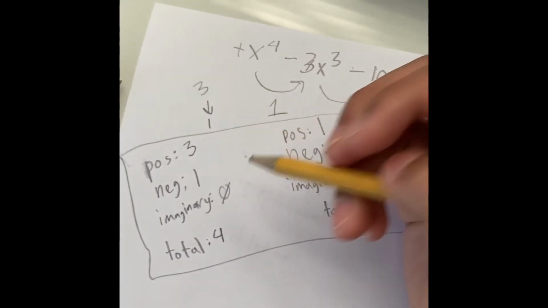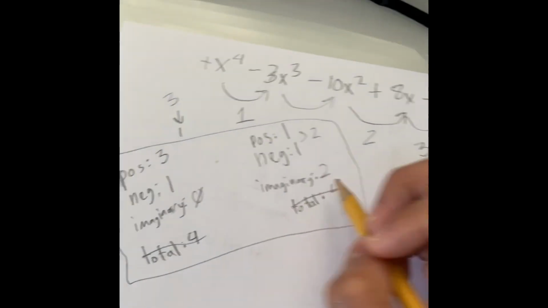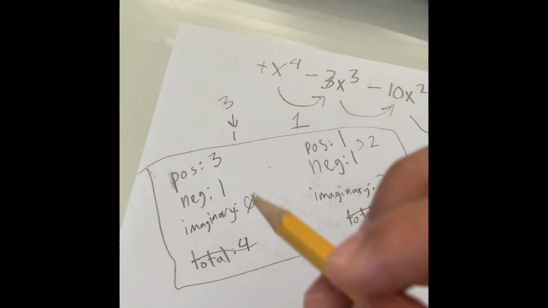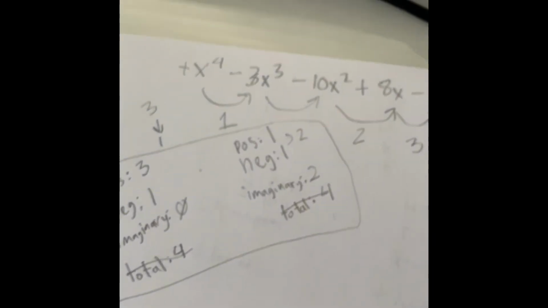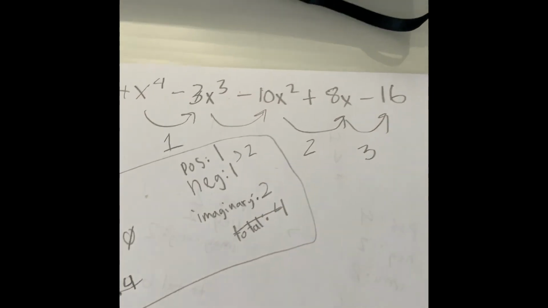Really easy. I'm holding my phone while I'm doing this, so I'm sorry if the camera moves. But here are the two cases. You can cross that out now, that's just to help. You could either have 3 positive solutions, 1 negative solution, and 0 imaginary. Or you could have 1 positive solution, 1 negative solution, and 2 imaginaries. So there you go.